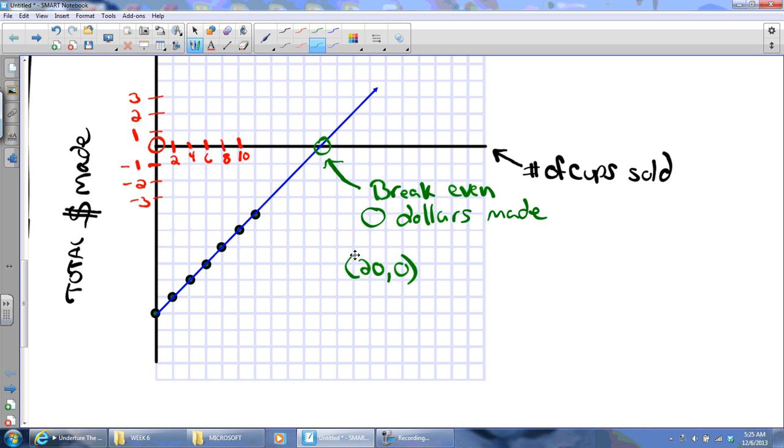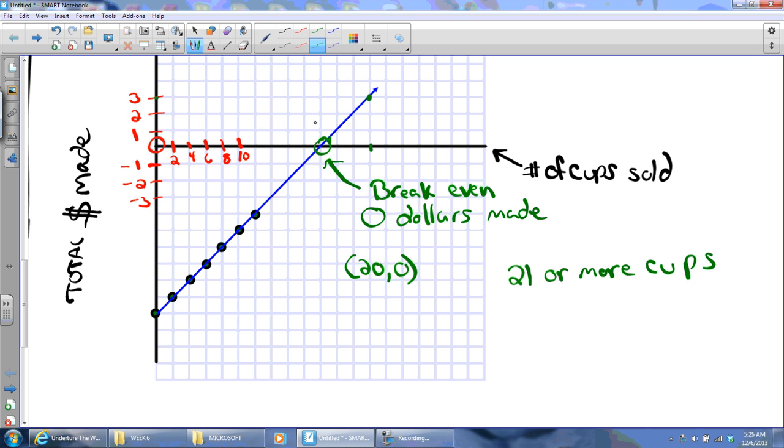Now, I know most of you could have figured that out just by doing a little arithmetic, but we have to be able to do this algebraically. So at $0 made, it took him 20 cups to get there. When does he make a profit? He starts to make a profit at 21 or more cups. Because as soon as you get to here, now all of a sudden we're in the positive money. 21 cups, it looks like you'd make about 50 cents. Okay, 22, 24, 26 cups right here. At 26 cups, he's made $3.